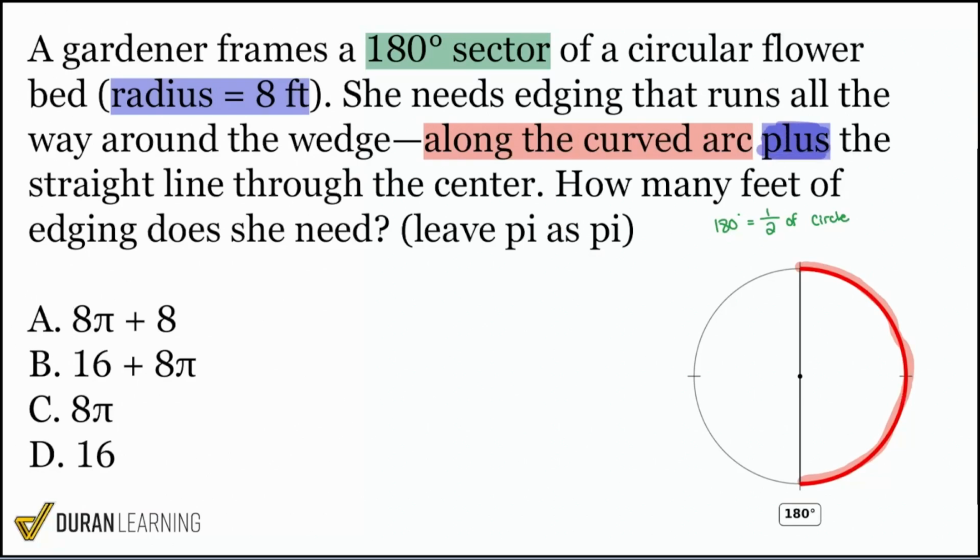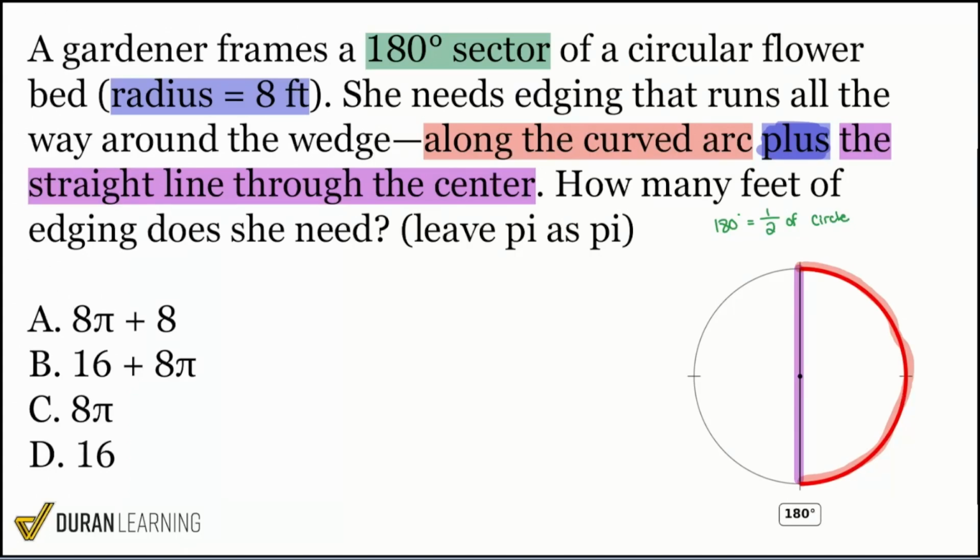Along the curved arc. And then there's a key word here. Plus. Everybody, what does the word plus mean? Just wondering. Yeah, the word plus means add. And then it says we're adding the straight line through the center. Whoa, we recognize that, everybody. What does that mean? What does straight line through the center mean? Yeah, that's diameter.